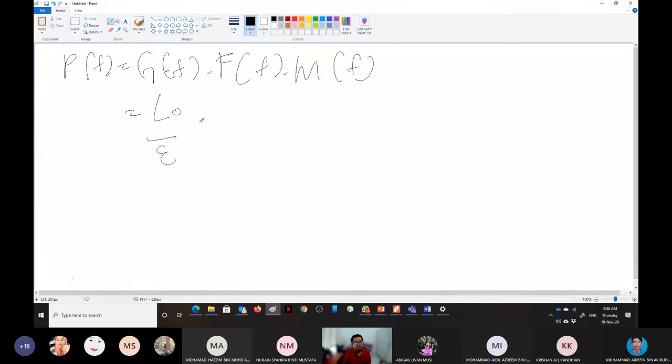Strain is equal to the change in length, delta L. The function here would be the force, and then the material function would be E. So this is the material function. Meaning that you want the material not to change its dimension; its stiffness is okay. So this is the material function over E. And I said that in the previous lecture.